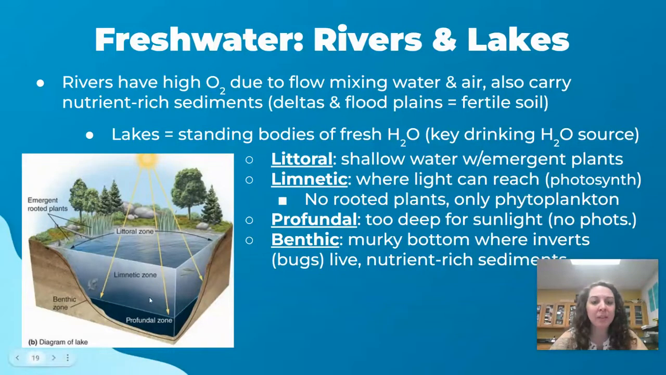We have the limnetic zone, so that's where light can reach. This is where a lot of photosynthesis is going to happen, but we don't have any rooted plants, only things like phytoplankton. Then we have the profundal zone, which is down here, and that's where it's too deep for sunlight, so there's not going to be any photosynthesis happening down here. And then lastly, the benthic zone, which goes around the whole thing. That's that murky bottom where we're going to have invertebrates like mayflies, caddisflies, and hellgrammites living, and that's going to have some very nutrient-rich sediments.